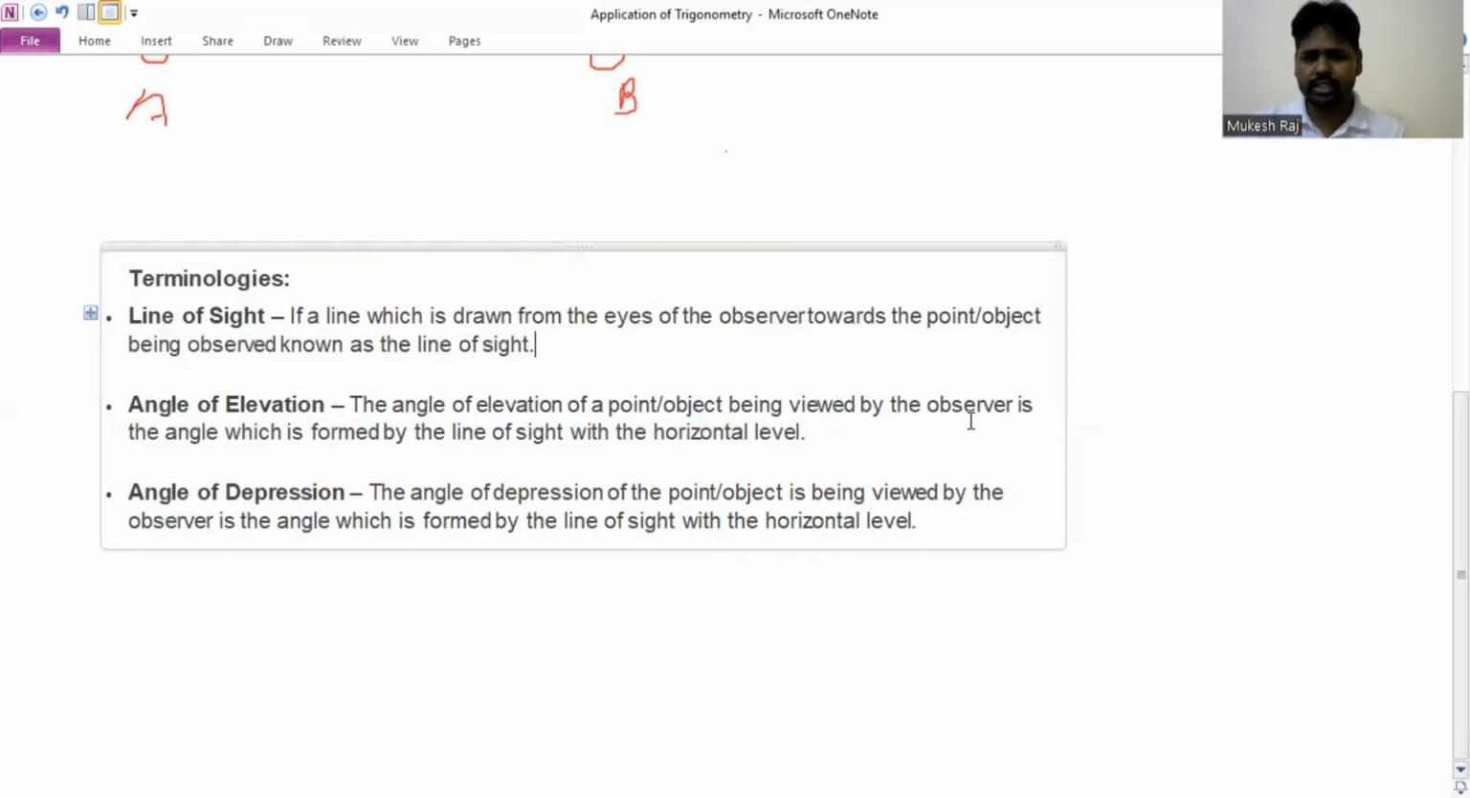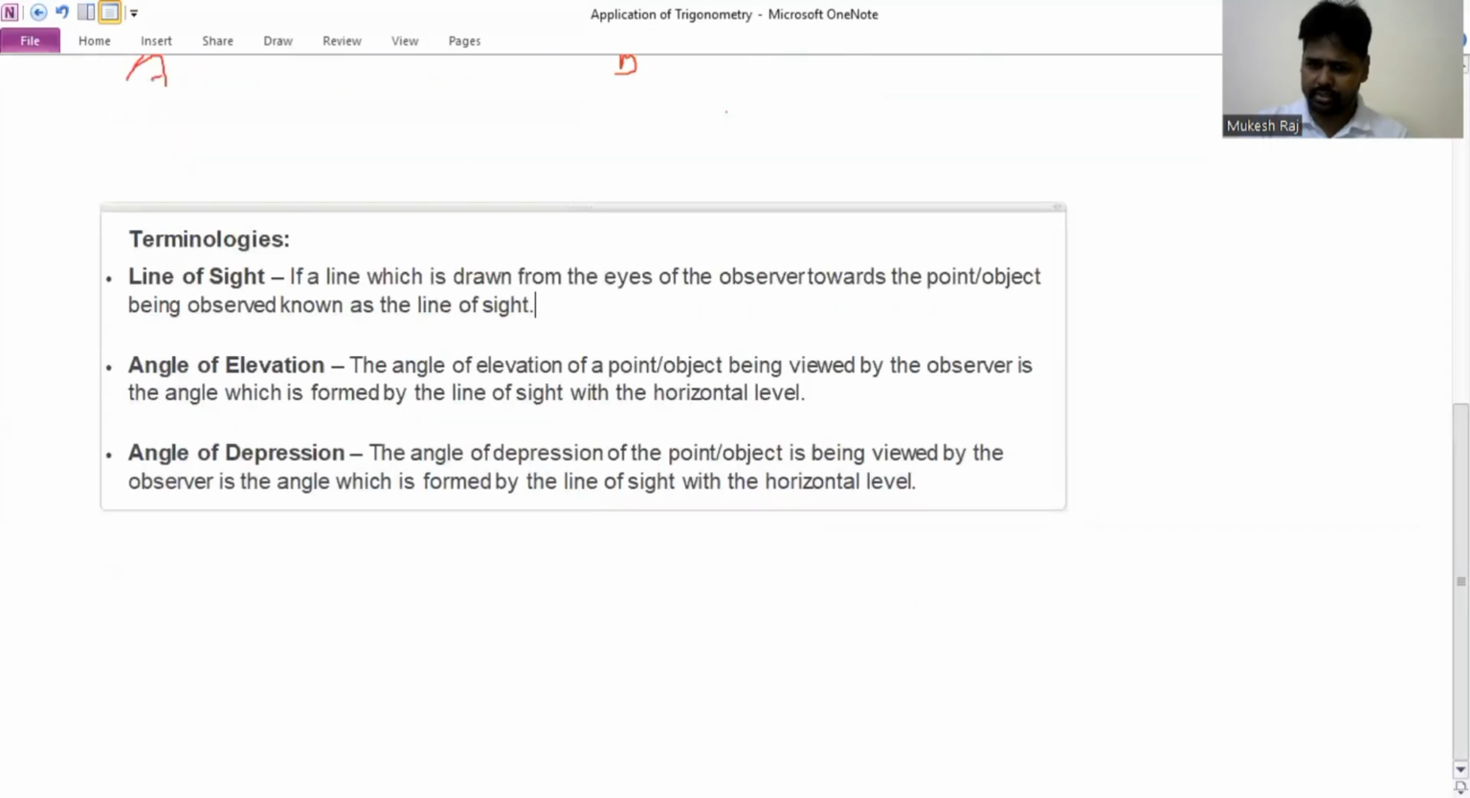So friends, let us see. Suppose that we have a line of sight. If we are observing any object or any point, and we draw a line between our eyes and the object, then that particular line is the line of sight. Now the angle of elevation is nothing but the angle made by the line of sight and the horizontal axis. Usually in height and distance, as a part of the application of trigonometry, we take the horizontal ground as the base.